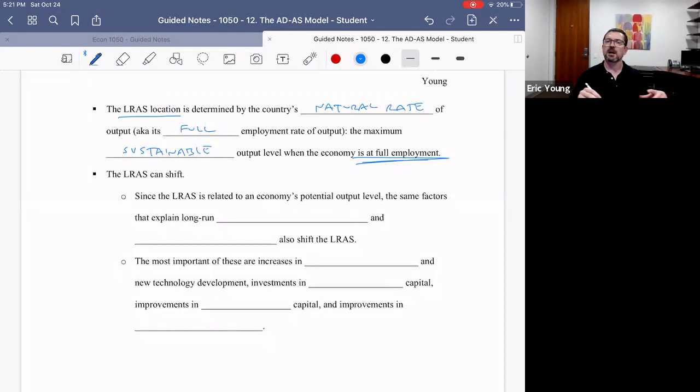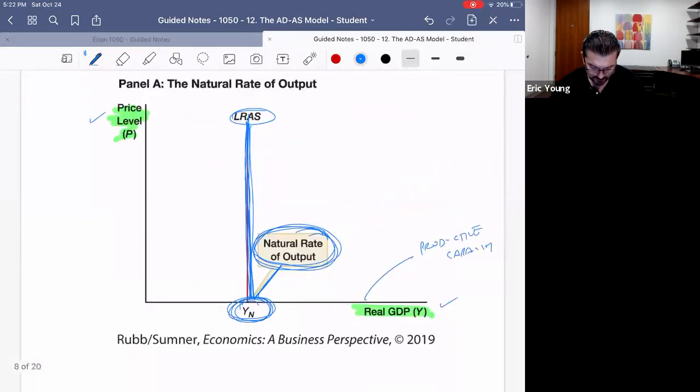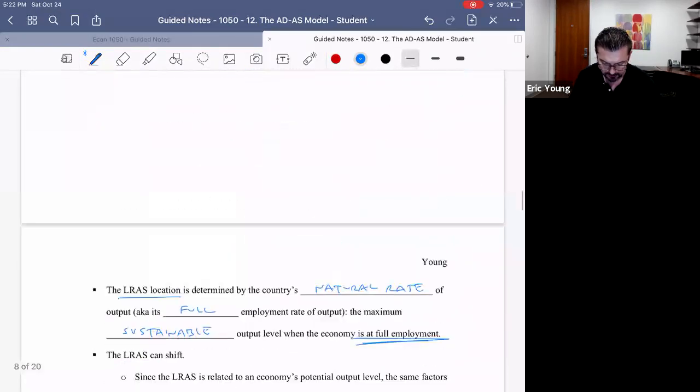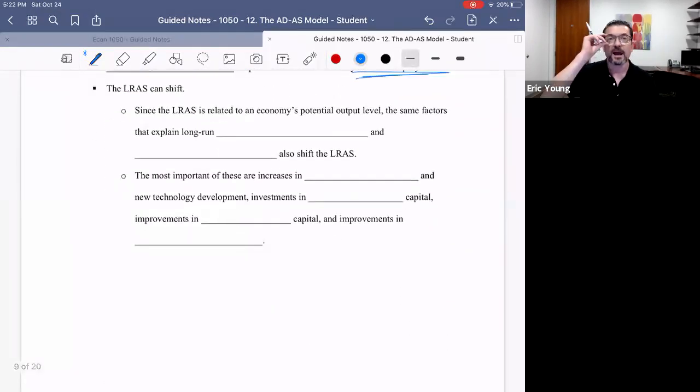Okay, so now all these concepts from economic growth and from unemployment, the idea of the natural rate, the full employment rate, the productive capacity, the potential output, they all come together and they determine the location of this perfectly vertical LRAS curve. Now it's important to know that over time, the LRAS can shift like the other curves. And in fact, shifting the LRAS curve is one of the big goals of any advanced economy. Because if you can increase your LRAS, you can effectively get more stuff, more output without inflation, which we'll show later, okay?